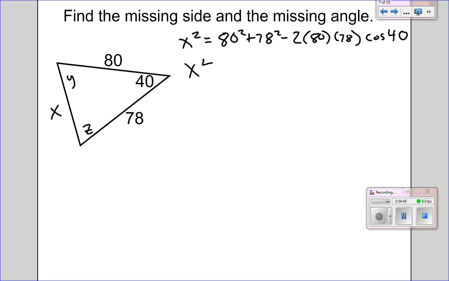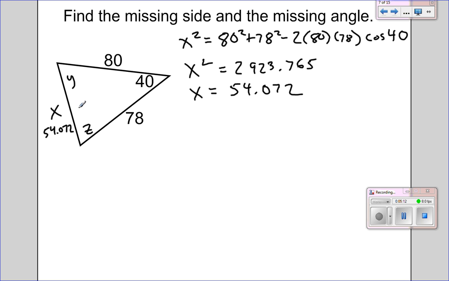So 80 squared plus 78 squared minus 2 times 80 times 78 cosine of 40 gives me x squared equals 2923.765. To undo the square, we take the square root. So x equals 54.072.